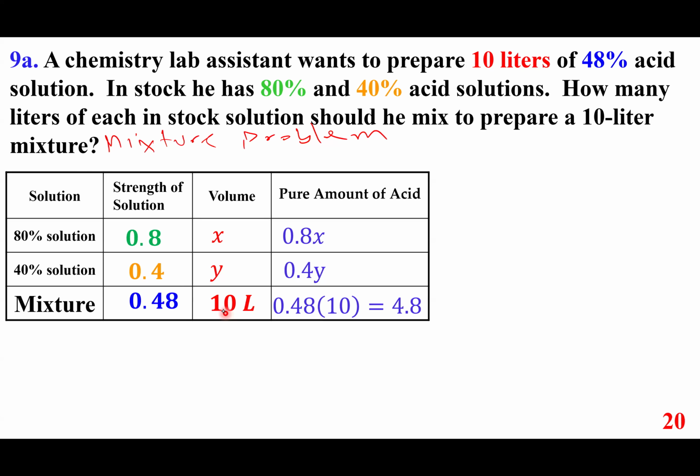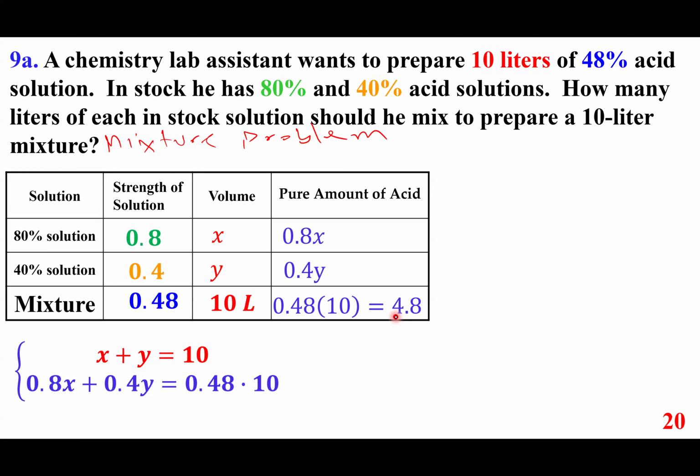Now, here are the two equations. This is one of them, X plus Y is 10, right? The volume. These two are mixing. We are adding up. Their total volume is fixed. And so is this one. 0.8x plus 0.4y is 0.48 times 10, or 4.8. So those are the two equations. You can solve it by any method you like. The idea is to set it up properly.